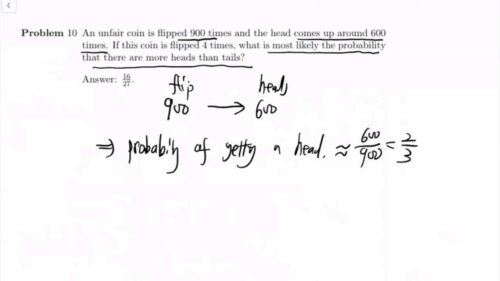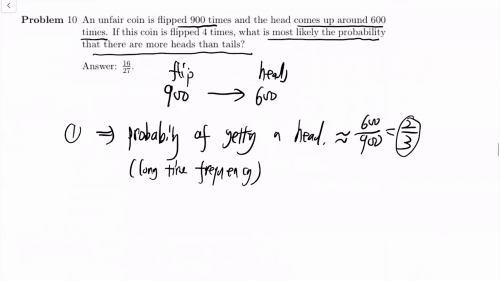This is basically the intuitive definition of probability, the long-run frequency. For example, if you have a fair coin, we say the probability of getting head is 1/2. What does that mean? That just means if I flip the coin 1,000 times, around 500 times I'm going to get head. That's the intuitive meaning of probability. So here the probability of getting head is around 2/3. That's the first step.